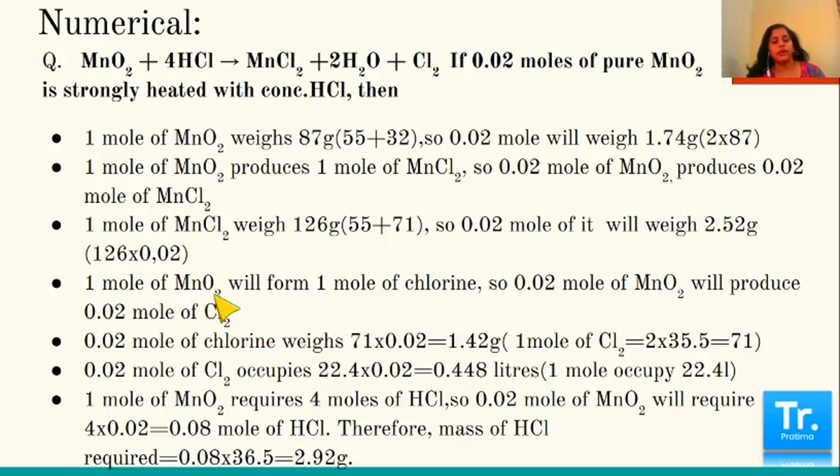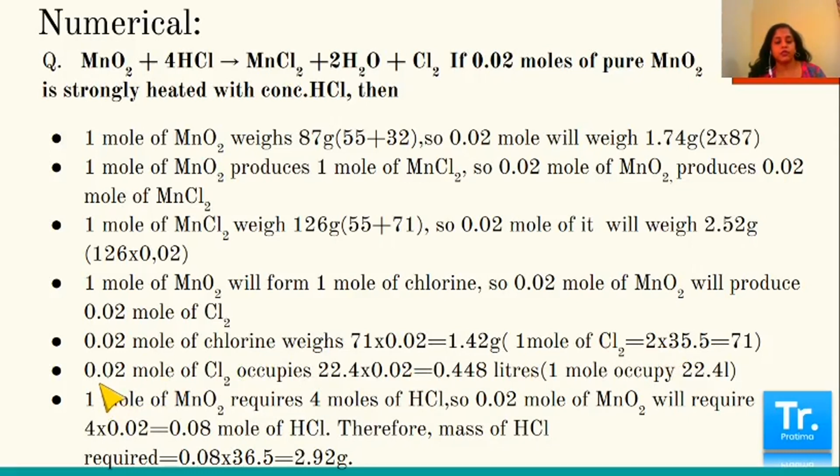Then 1 mole of MnO2 will form 1 mole of chlorine. See the question, 1 mole of MnO2 will produce 1 mole of chlorine. So 0.02 mole of MnO2 will produce how much? 0.02 mole of chlorine. And 0.02 mole of chlorine will weigh how much? We all know 71 gram, Cl2 into 0.02 is 1.42. This calculation you know it, children. I don't need to explain it to you.